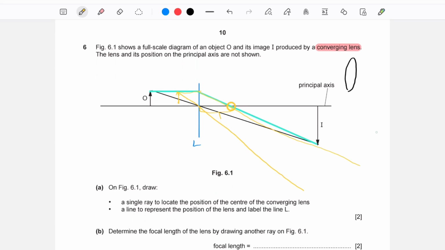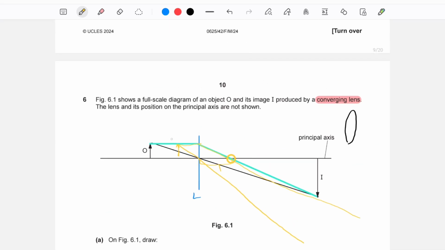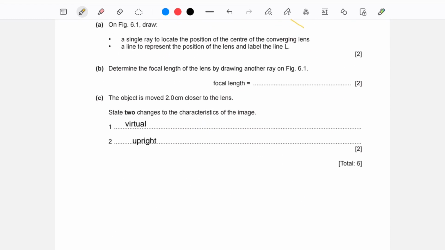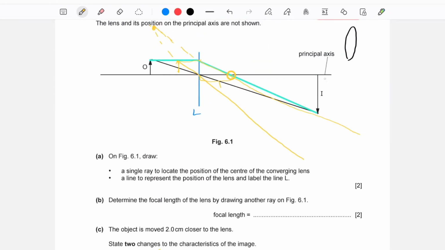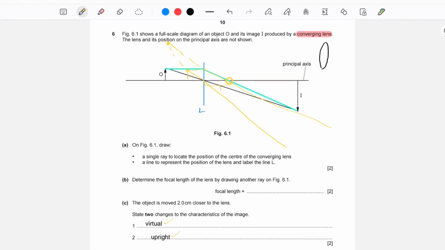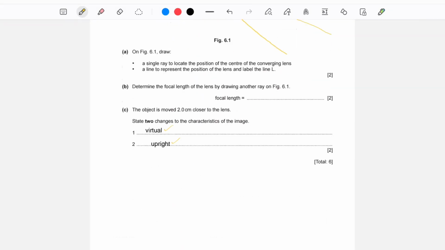we can see that these two lines don't meet. But when we extend them behind, they would meet at this point. Okay, so here we can say that the changes to the image is that the image is virtual and the image is upright, but here the image is inverted and the image is real. So that's it for this part of the question.